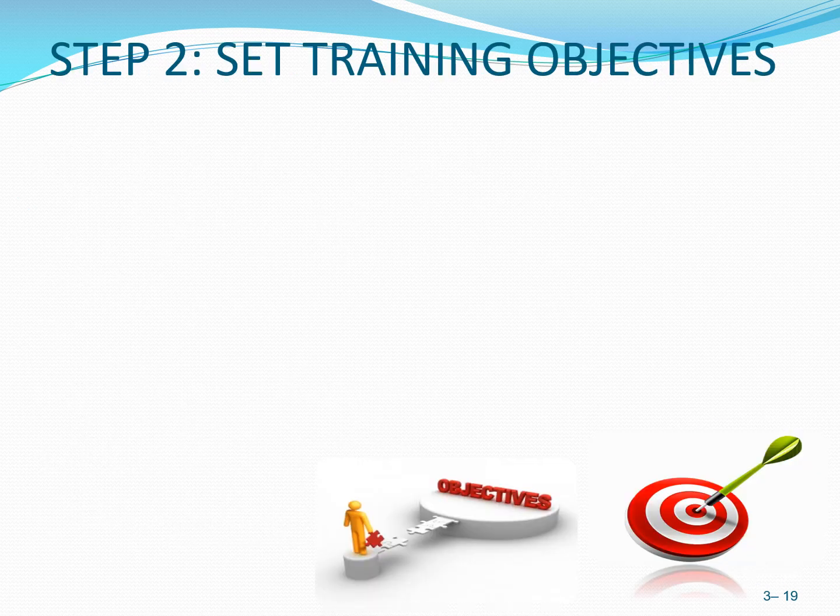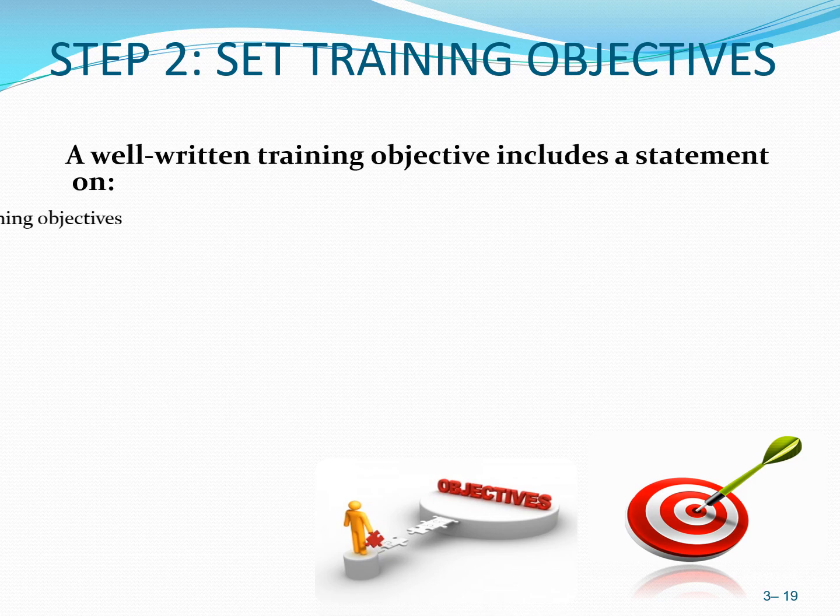Right. So, second step is set training objective. In order for you to have your training, you need to have objective first. Contoh, you target training ni untuk Rani. You nak bagi dia pandai typing. Objektif you nak bagi dia pandai typing lah. Itu objektif dia. Itu secara simple dia lah.